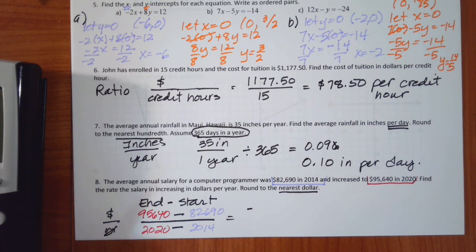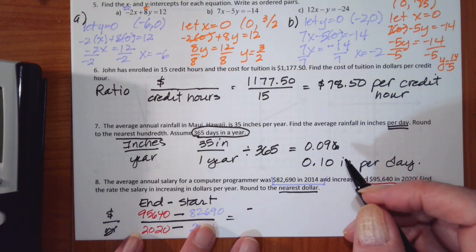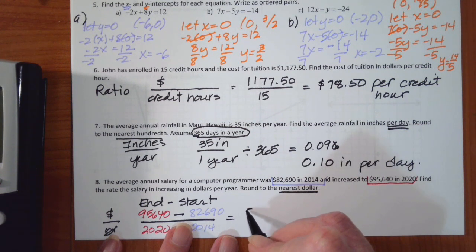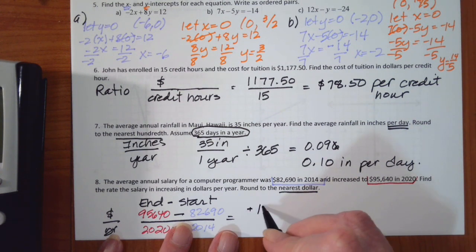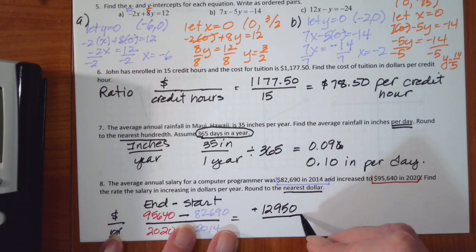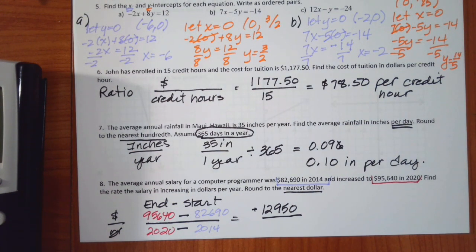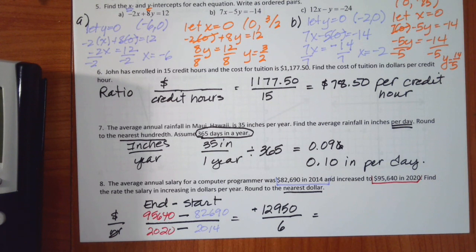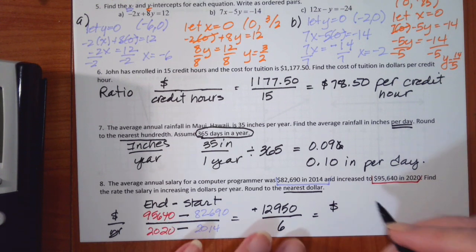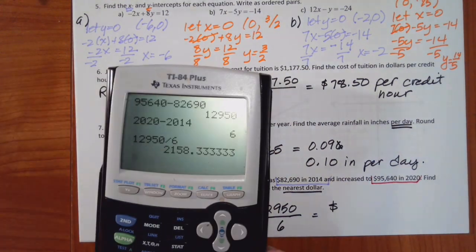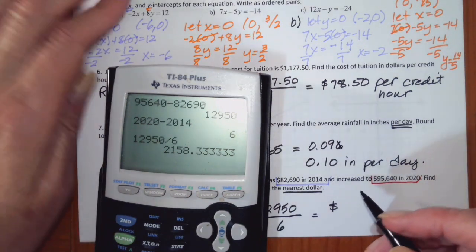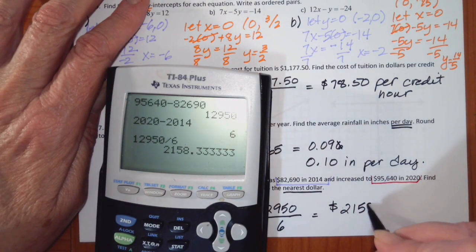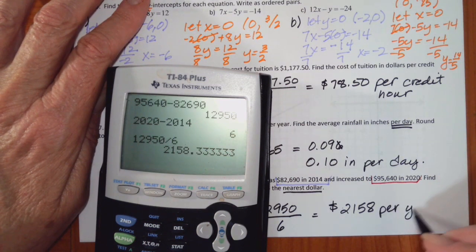95,640 minus 82,690 is, well, and that's a positive, 12,950, and 2020 minus 2014 is 6. So when I do that division, 12,950 divided by 6, and it says round to the nearest dollar, I ended up with 2158.33, so that's going to be $2158 per year increase.